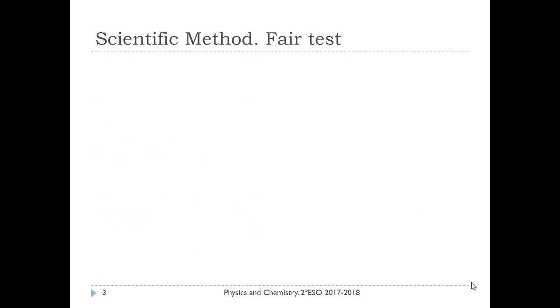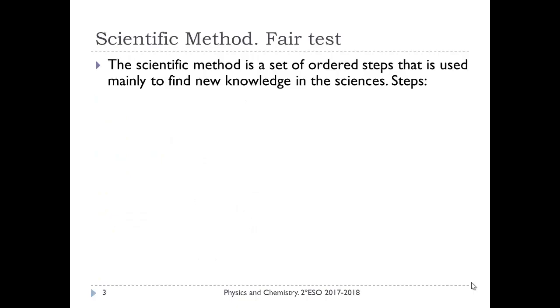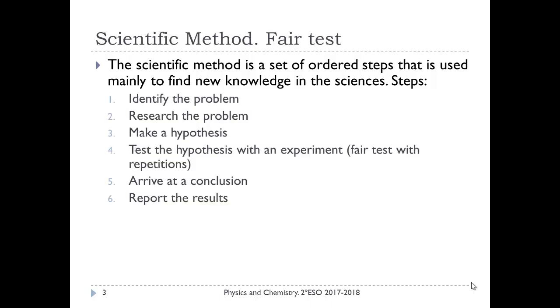So, the scientific method. What's the scientific method? It's a set of ordered steps. It's composed of some steps, which are ordered, and they are used mainly to find new knowledge in science. The steps are the following. First, you have to identify the problem. This means that, for example, if you've seen something, you'd like to say, why does this happen? Then you have to research the problem, check on the internet or in some science books if someone has already done work about that, maybe to help you out with your investigation.